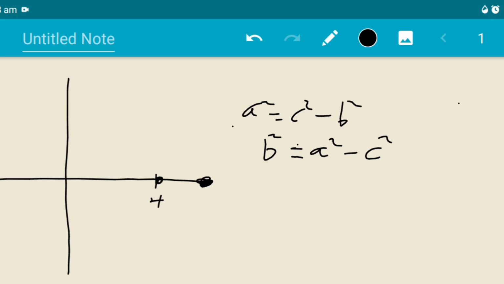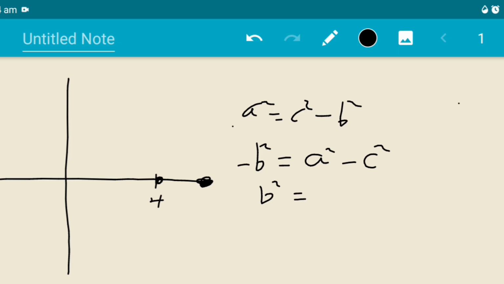So let's solve for B, since that's what we're looking for. So B squared should be equal to A squared minus C squared. So that would be negative B squared actually. Then, if we multiply the negative on both sides, this would be C squared minus A squared.